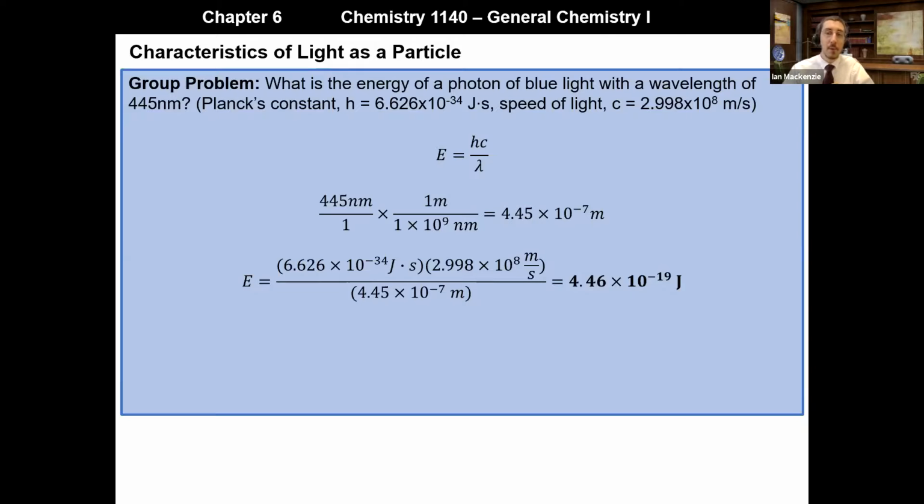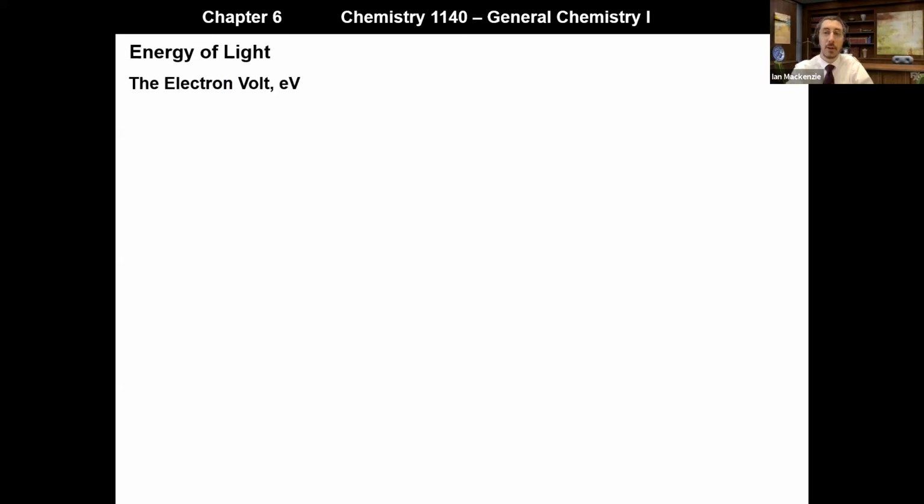And it might be more convenient for us to have a unit that doesn't contain such a large exponent when we're talking about energy. It's something that's a little bit more appropriate for the energies of light. And we actually have a unit for that. It's known as the electron volt. 1 electron volt is defined as 1.602 times 10 to the minus 19 joules.